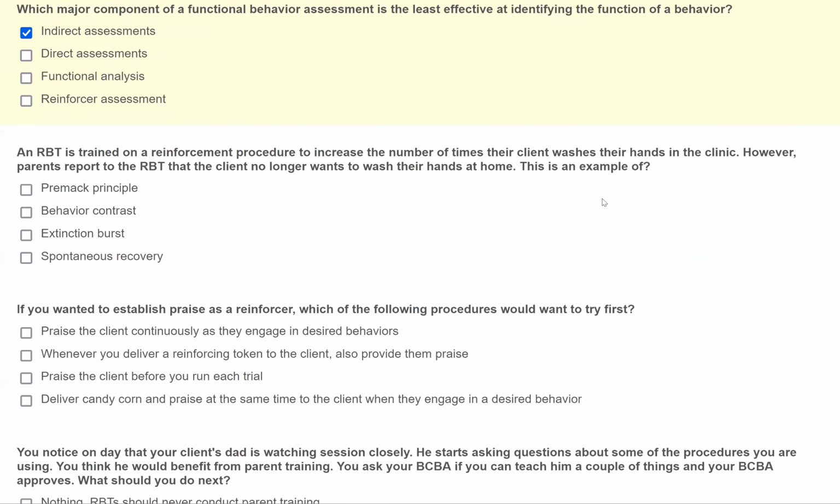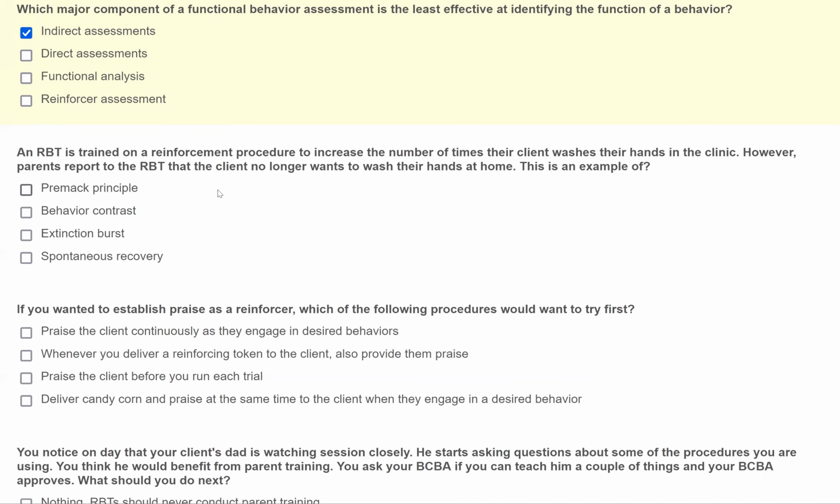What is occurring? Is it the Premack principle? Well, the Premack principle, we've had a lot of questions lately on. The Premack principle is the opportunity to engage in a preferred activity after you engage in a non-preferred activity. Not what we're looking at here, right? We're looking at two different settings and behavior changing in each setting. B, behavior contrast. Yes, behavior contrast is what we're describing.